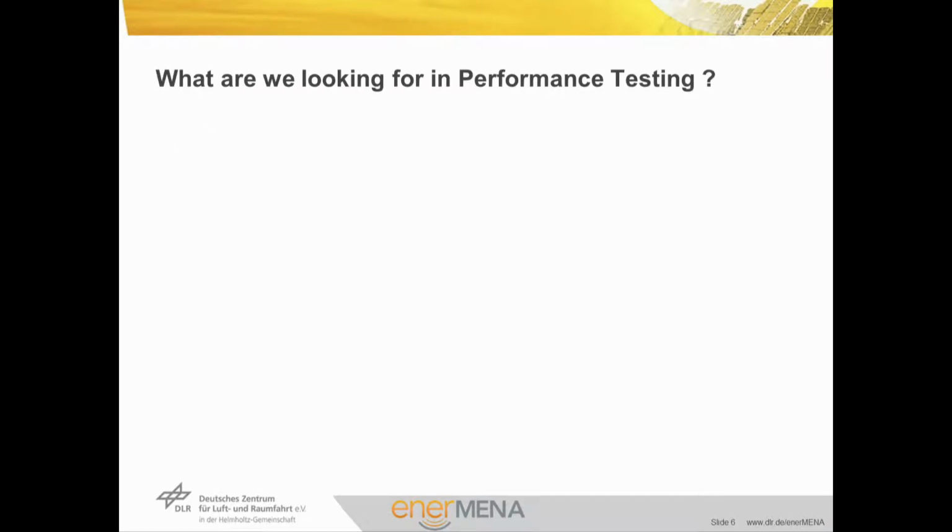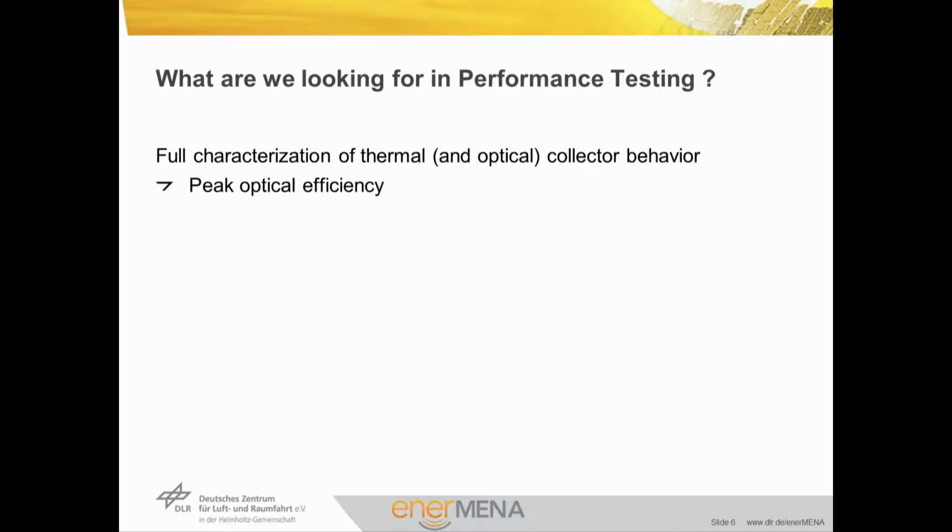So what are we looking for in performance testing? Generally, performance testing is intended to fully characterize the thermal and optical behavior of a system. In order to do so, a number of characteristics are particularly relevant. The peak optical efficiency for clean collectors and normal incidence of the solar irradiation summarizes the capacity of the system to concentrate the incident solar irradiance onto the receiver and convert it into heat.